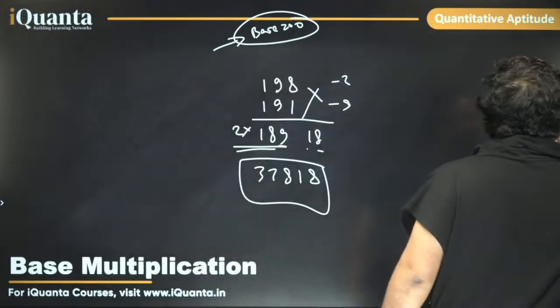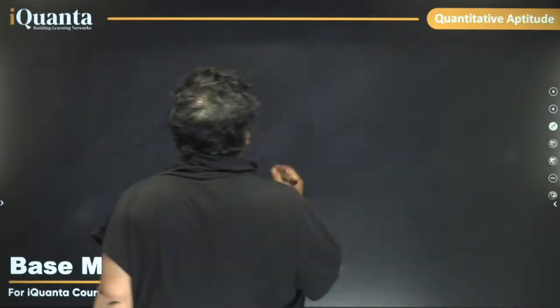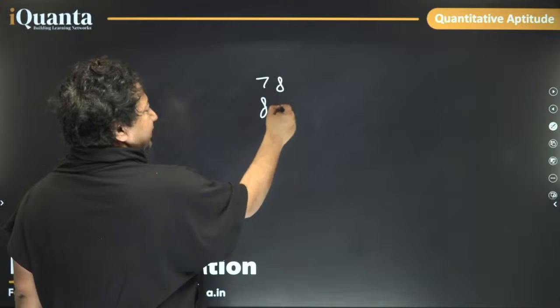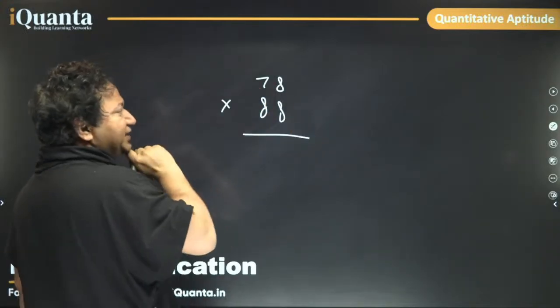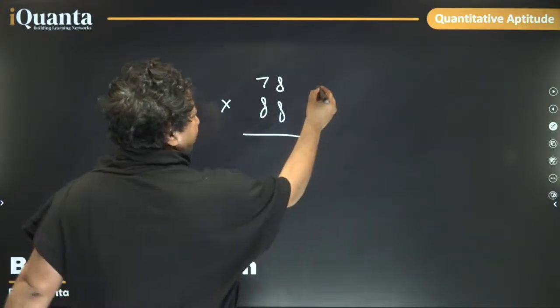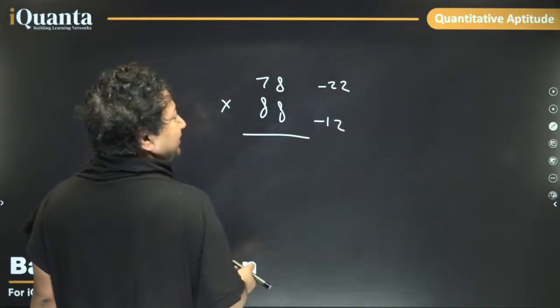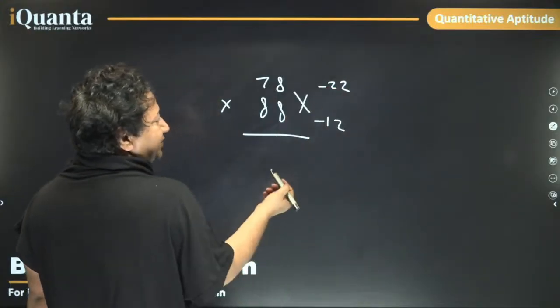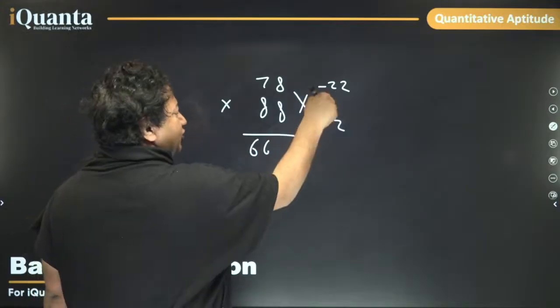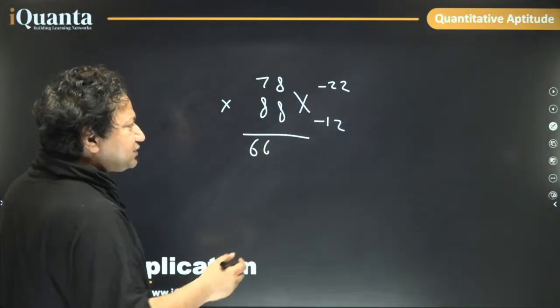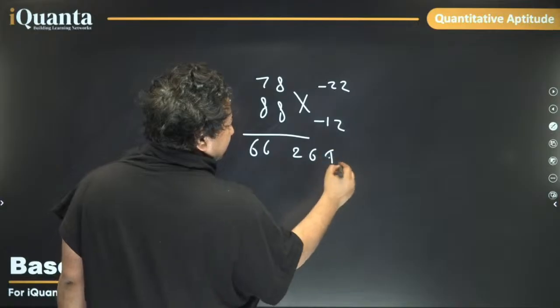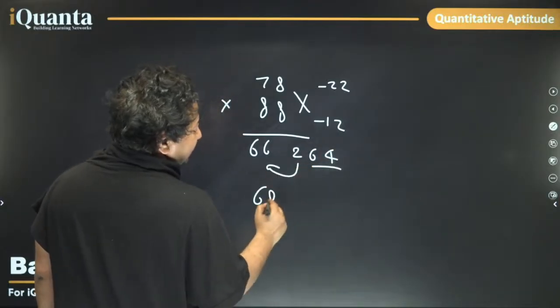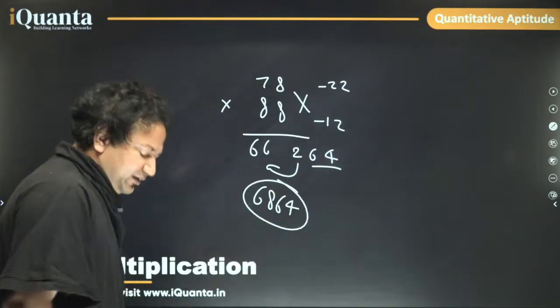So if someone asks me to multiply 78 and 88, you know what I'll do? I'll just look at this. Okay, this is base 100. This is 22 less, this is 12 less, and that is how I'll do all the things. Let's subtract. What do I get? I get 66 here. 22 into 12 is 264, I think. Yeah. So this remains, this goes here. I get 6864 as the correct answer. Clear?